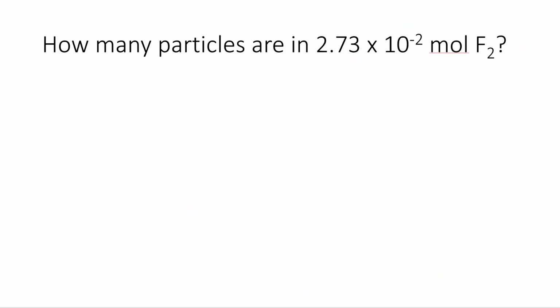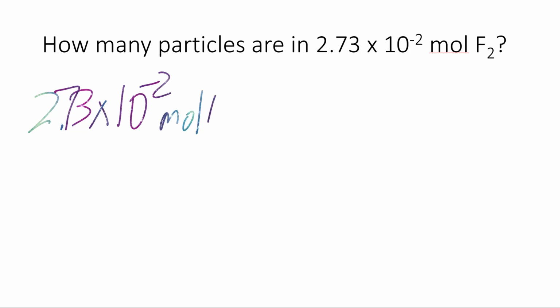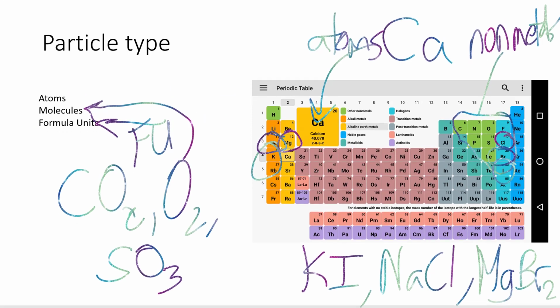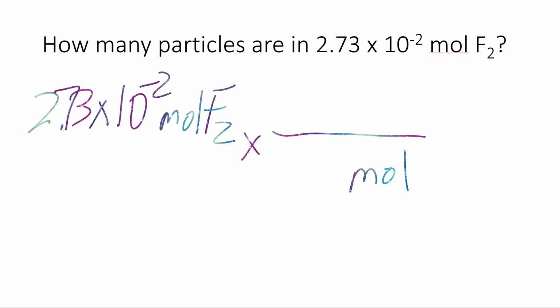So, how many particles are in 2.73 times 10 to the negative 2 moles of F2? So, you write 2.73 times 10 to the negative 2 moles of F2. I put moles on the bottom, and I'm putting particles on the top. But I know what kind of particle F2 is. You see that there's two F atoms, right? So it's not an atom by itself. It's two of them, right? So it's F2. And since they're both nonmetals, it would be molecules. So I'm going to write the word molecules up here.